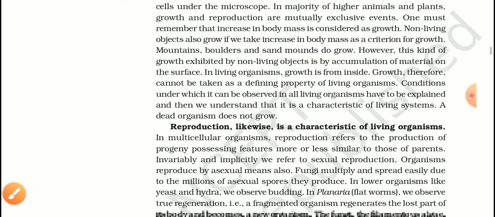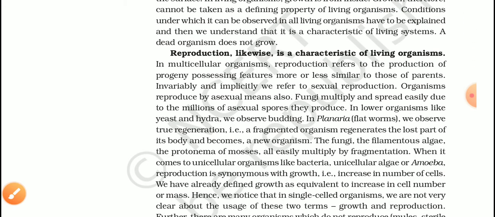Moving on to the next paragraph, which is about reproduction. Reproduction, we know, is a characteristic of living organisms. In multicellular organisms, reproduction refers to the production of progeny possessing features more or less similar to those of parents. This is the simple definition of reproduction. Invariably and implicitly, we refer to sexual reproduction.